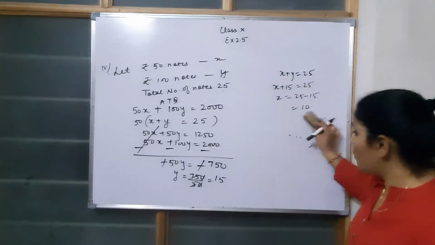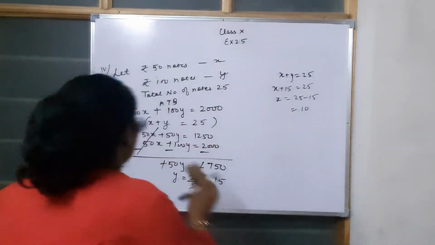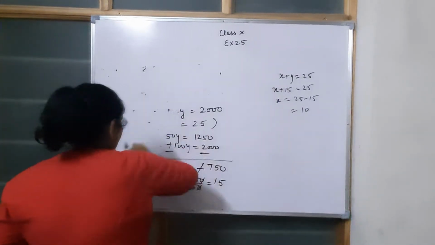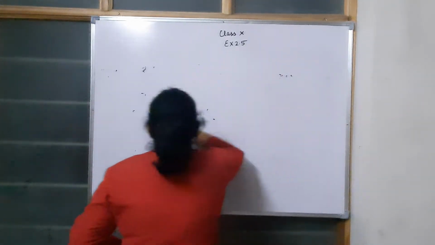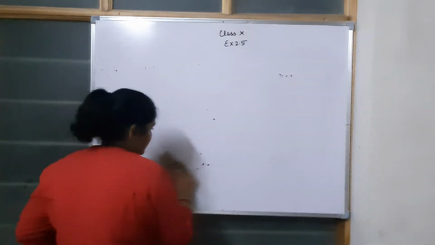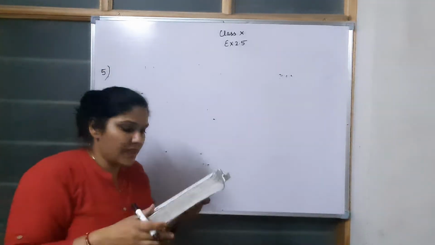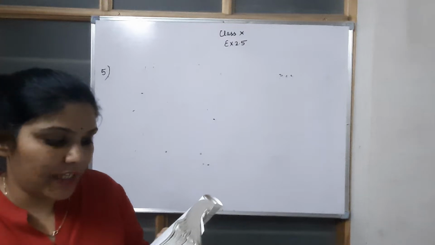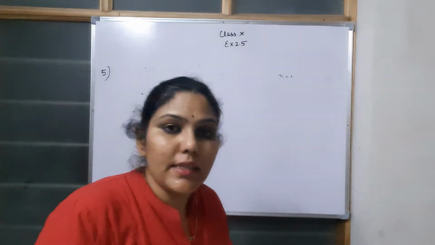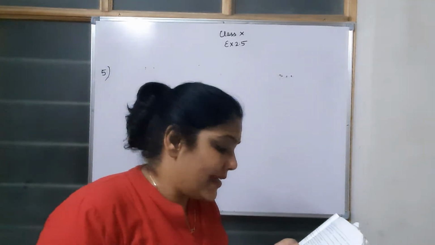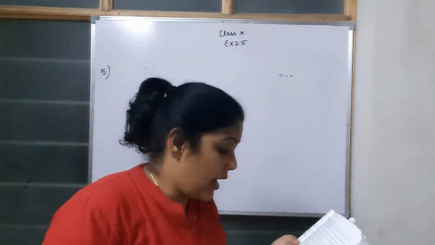Alright, so I hope everybody is very much clear. Now moving on to the fifth part. This type of question we have already done. Now question number 5 we have. A lending library has a fixed charge for the first 3 days and an additional charge for each day thereafter. Please listen to the question carefully. Then we will be discussing the cross multiplication method.